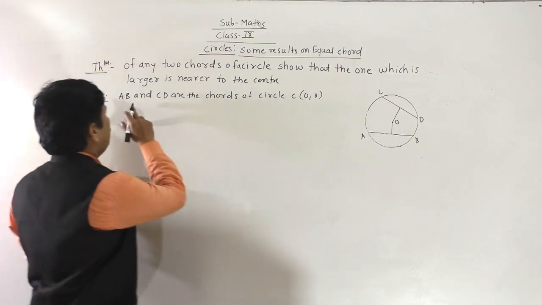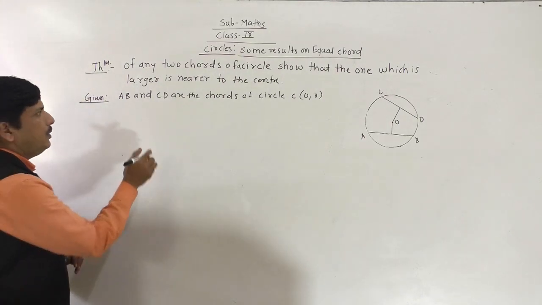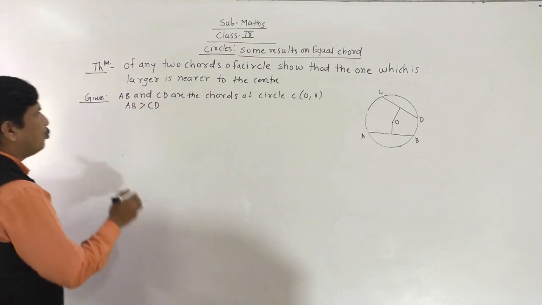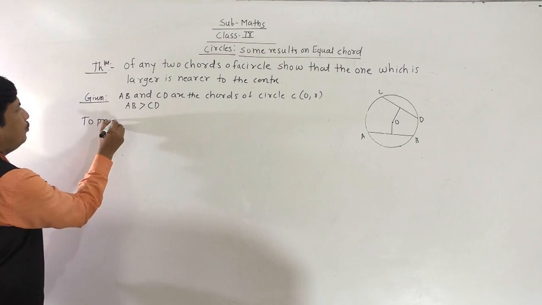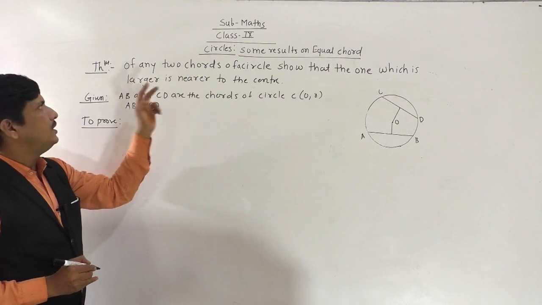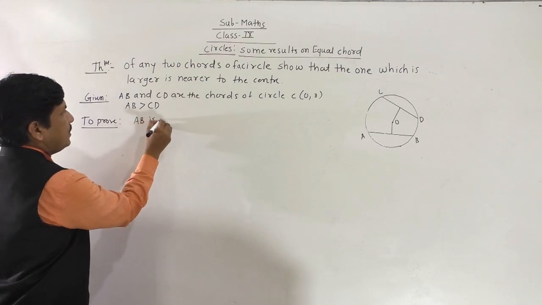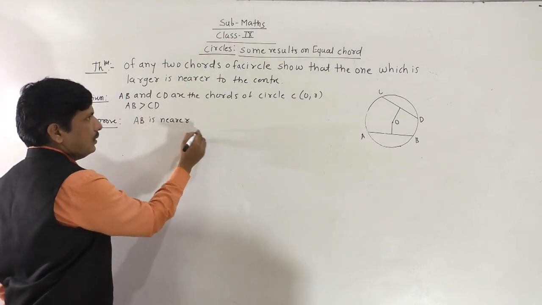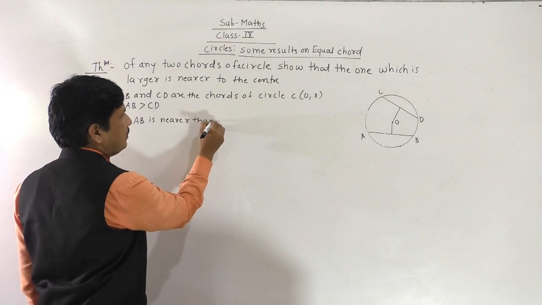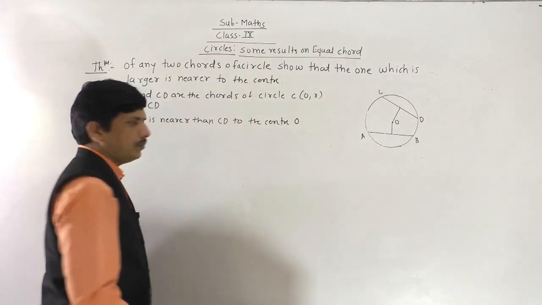Once again, see what we have done. AB and CD are the chords of the circle. Show that the one which is larger. AB is larger, AB is greater than CD. That is given. So to prove: AB is larger than CD, then we have to prove that the one which is larger is nearer to the center. So here we have to prove AB is nearer than CD to the center O. That we need to prove.